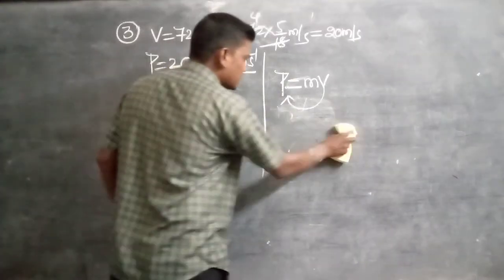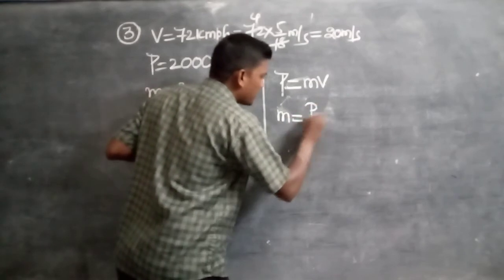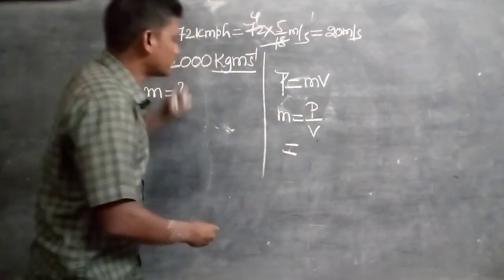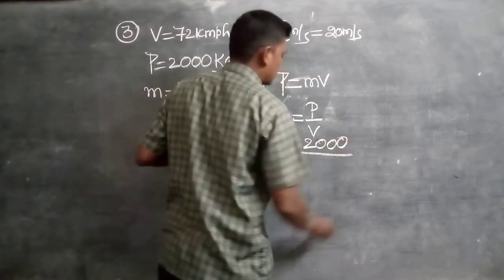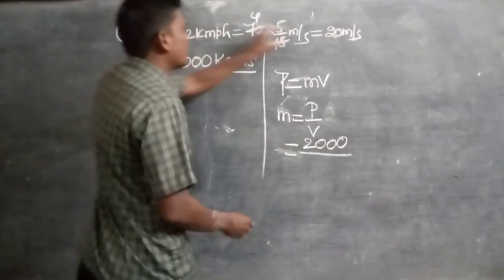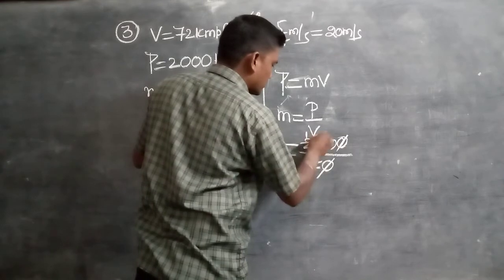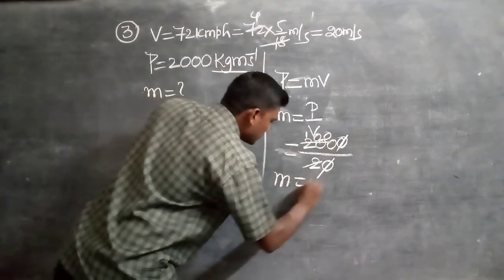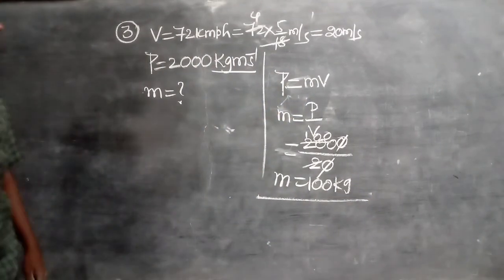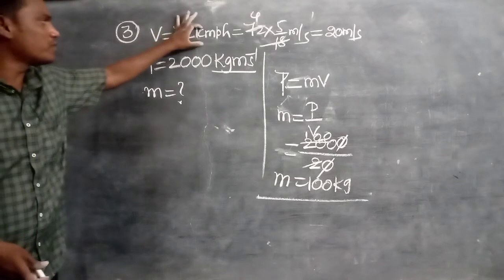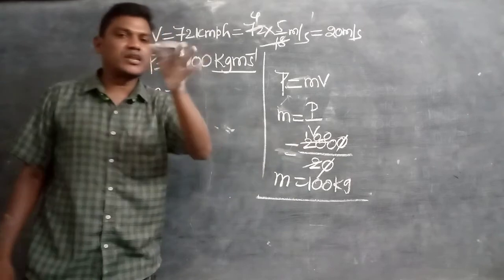So I will be writing it directly. M is equals to P upon V. What is the P value? 2000 upon what is the velocity? 20. 0 gets cancelled, 2 100. That's why M is equals to 100 kg. So the mass of the car when it moves with 72 kilometers per hour having 2000 momentum is 100 kilogram.